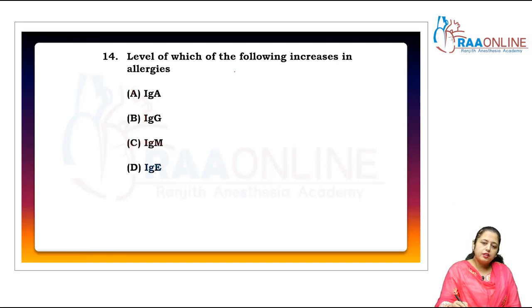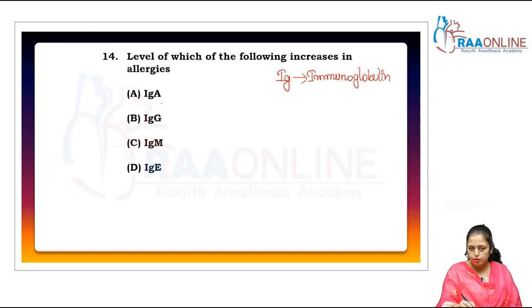Level of which one of the following increases in allergy, right. What are these? These are the types of immunoglobulins, that is the antibodies, right. Ig represents immunoglobulin, and immunoglobulin is related with the antibodies, right. Majorly 5 types of antibodies we have to study: IgA, IgG, IgM, IgE, and one more, that is IgD here, right.